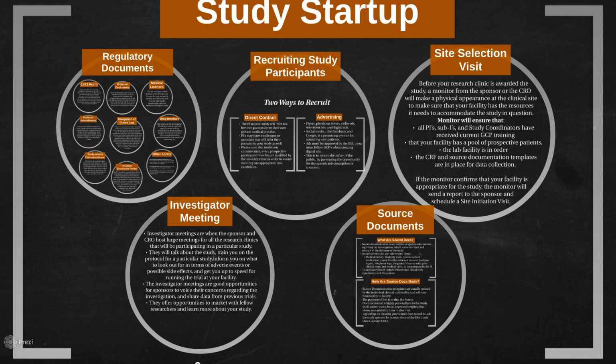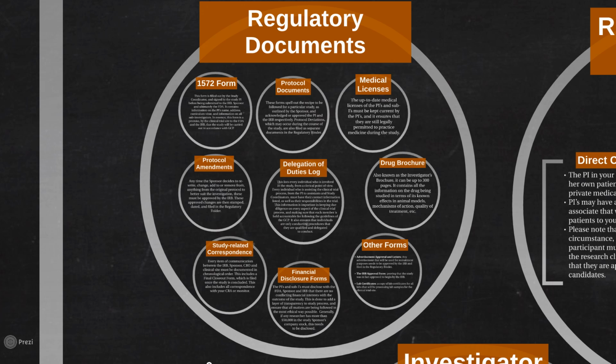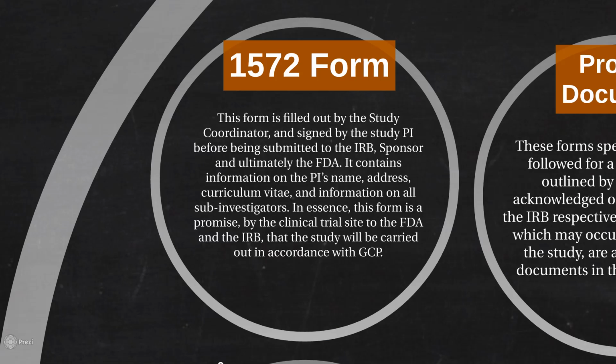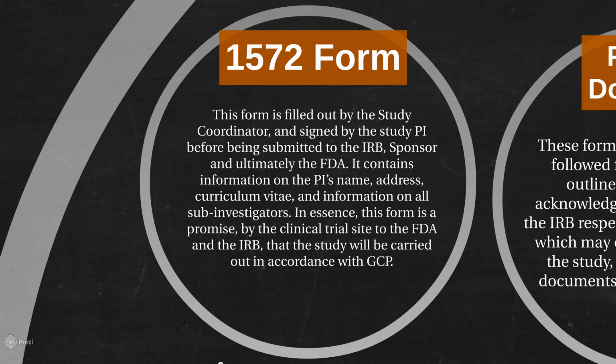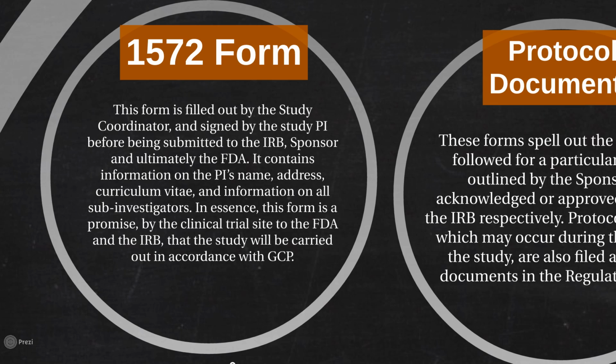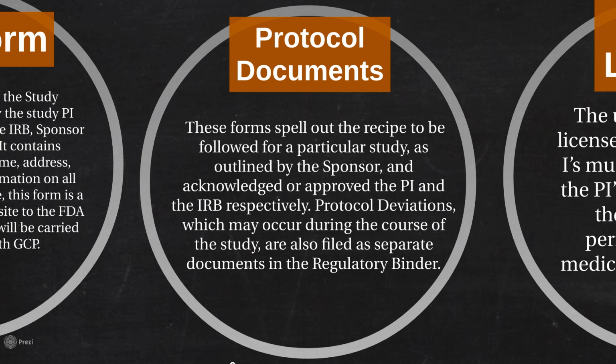So, study startup: you've got the regulatory documents. The most important form is the 1572. This form is filled out by the coordinator or the PI and signed by the PI. Basically, the PI is filing an official paper with the FDA stating that it is ultimately their responsibility for the conduct of the trial at their site and that it will be done in accordance with good clinical practice. Then you've got the protocol, which is basically the recipe to be followed for the study, created by the sponsor.